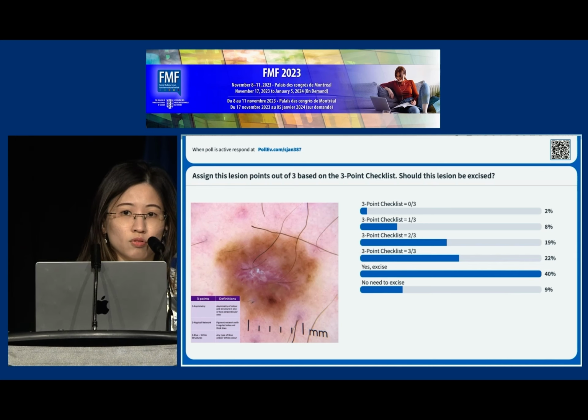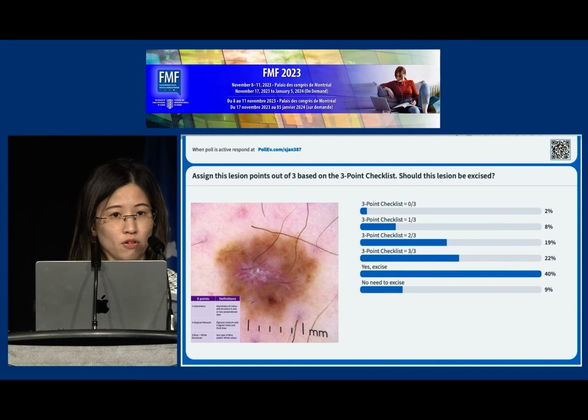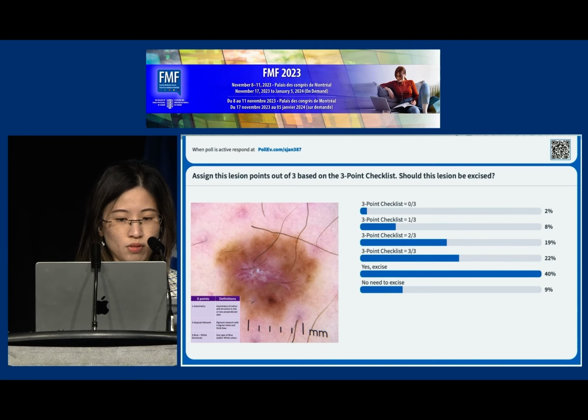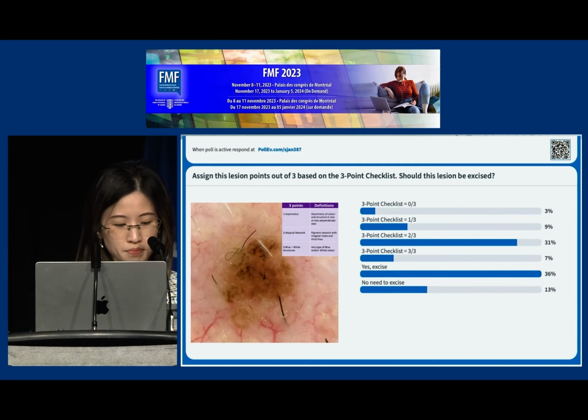Either way, 2 or 3 means that it's something that you should excise anyway, so that's pretty much the point of the system. This actually is a traumatized benign nevus. It's a mole that he's had for a long time, and he kept traumatizing it, and what you see in the middle is actually scarring.